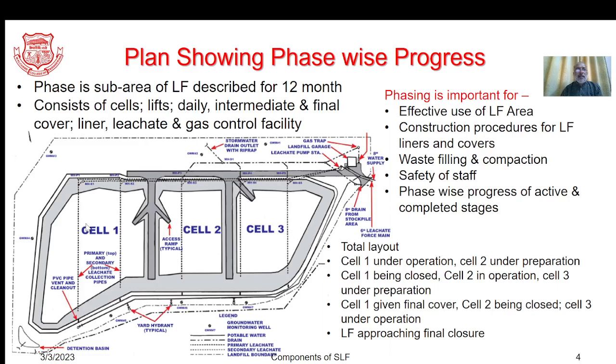By that time, cell 1 would be reaching the closure stage. As it is closed, subsequently cell 2 will be operative, and cell 3 would be under preparation, and such a strategy would be maintained for the full operation of the landfills. As all the cells are filled, the entire landfill area could be considered to be at the final closure stage.